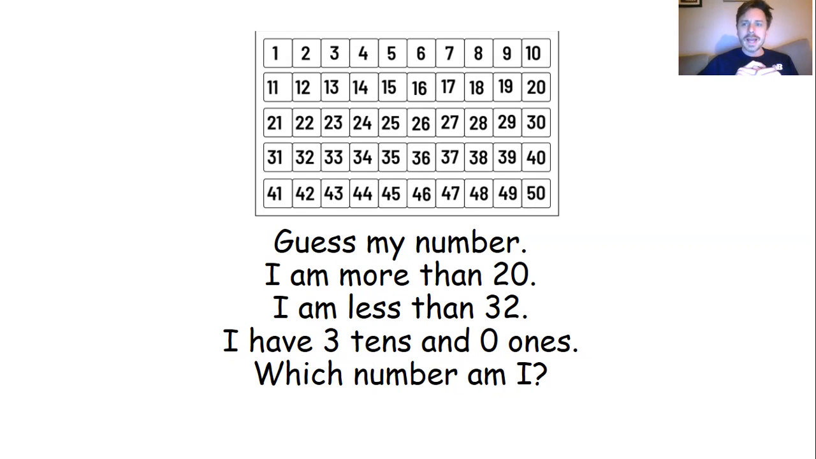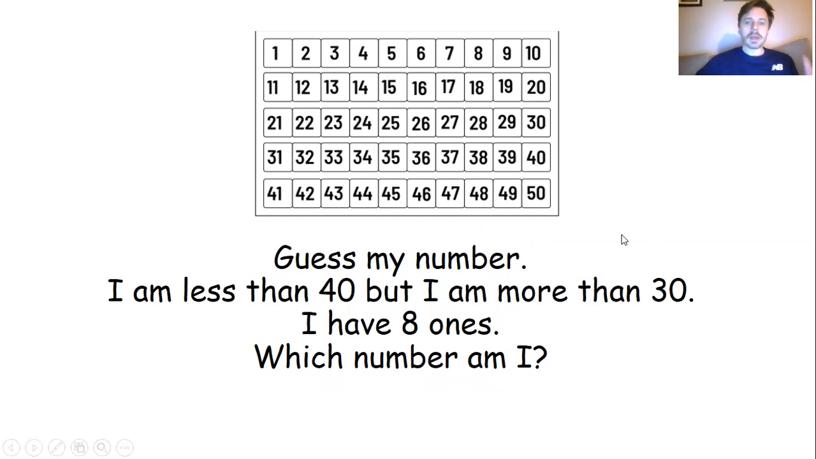I have 3 tens and 0 ones. Which number am I? Have you guessed? That's right. It was the number 30. So one definitive answer this time round, not more than one answer as we had last time, but one answer. Well done if you guessed it right. If you didn't, see how we get on with the next one, because here we go.